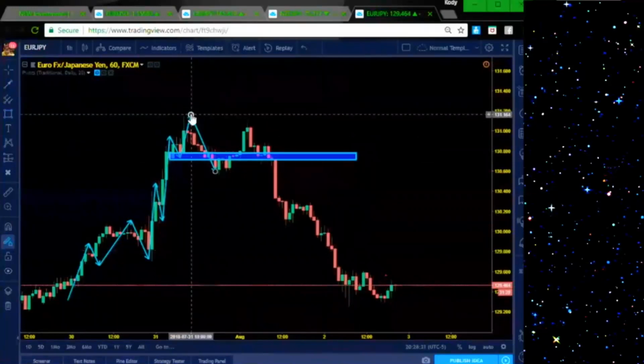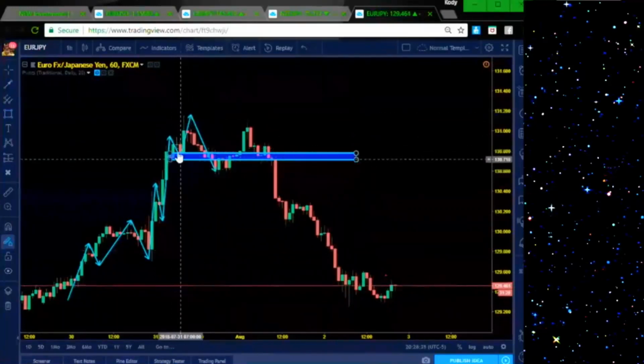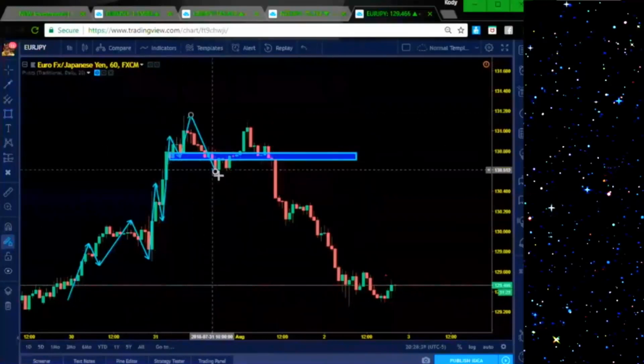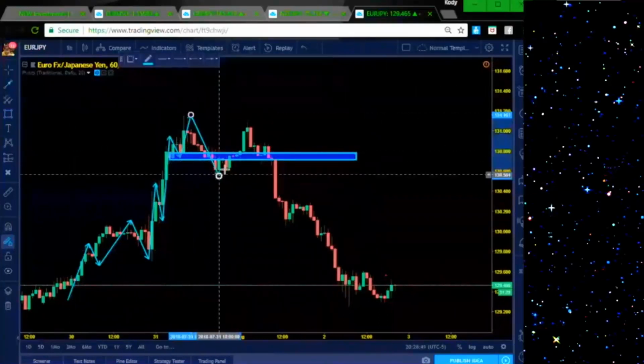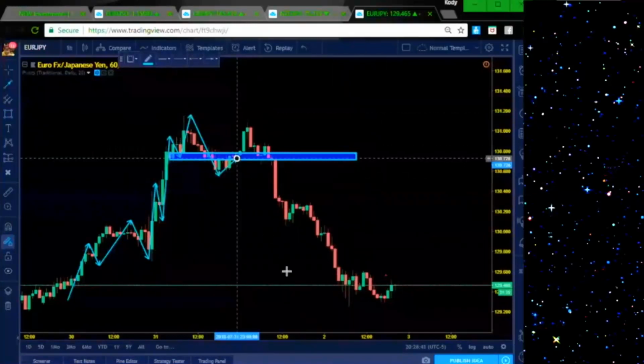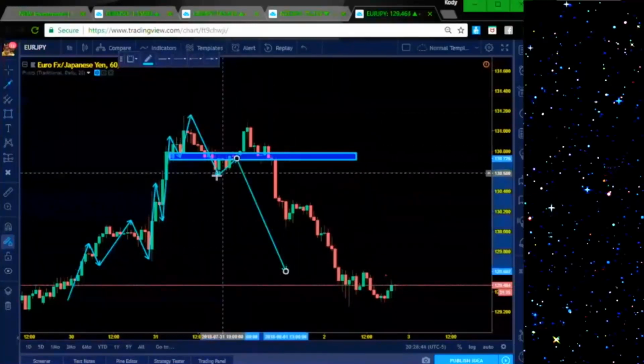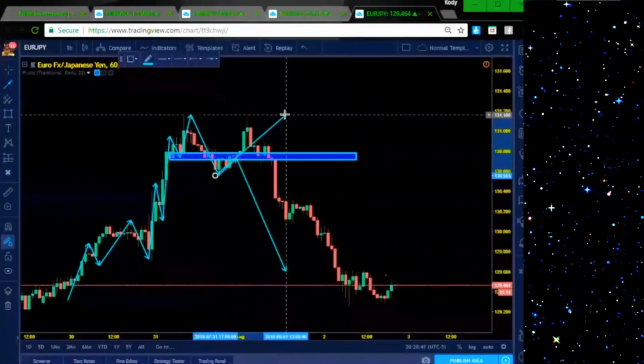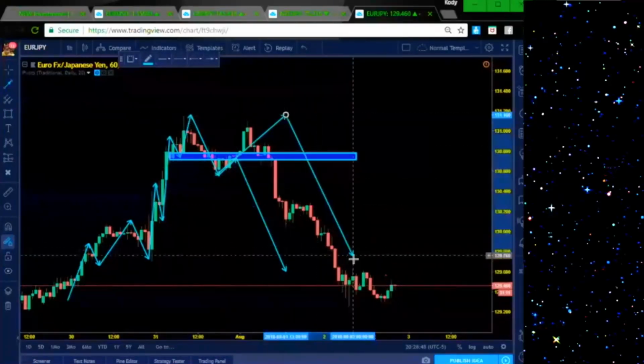When price breaks structure right here, it does not mean that price is going to retest perfectly every time and go. Price can come all the way back up to the high and then go.